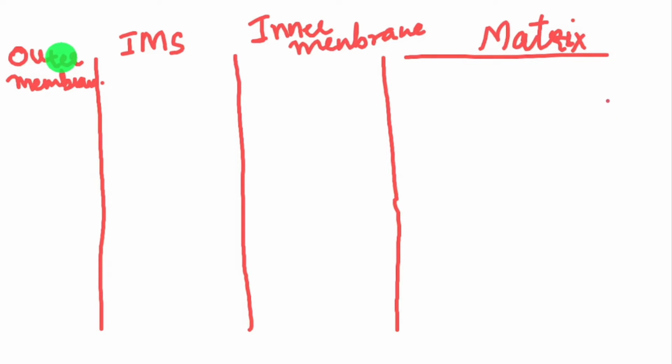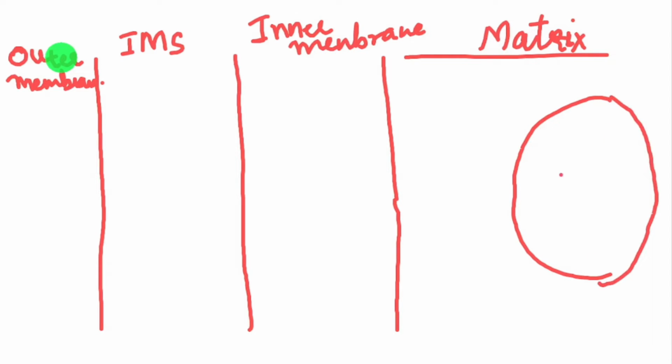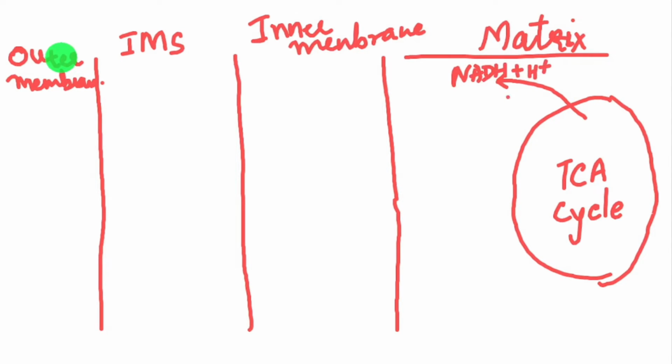In the matrix, the Krebs cycle occurs. TCA cycle is not shown in the diagram given in the textbook. So just to revise and see the whole process in totality, I am drawing this also. This will give you an idea that this is the source of NADH plus H plus. NAD carries the hydrogen and it donates it over here.